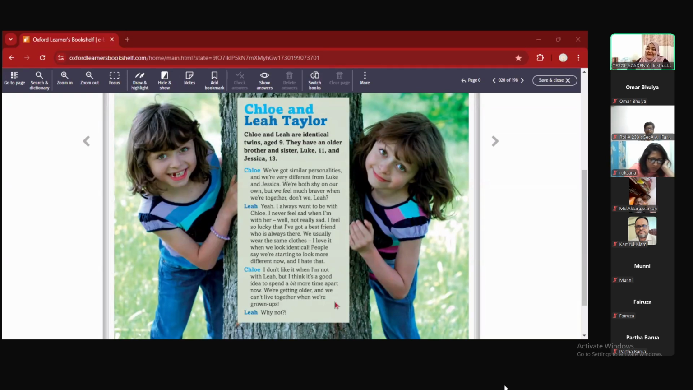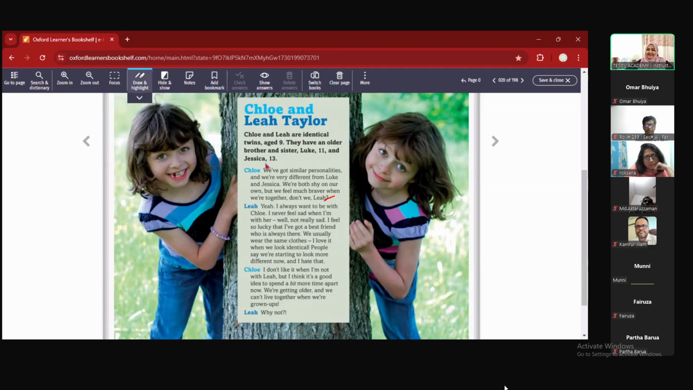Anyways, so let's start reading. I would like Miss Munni to read from the very top of the paragraph, that is the title, till the first dialogue of Chloe. Okay, let me start.